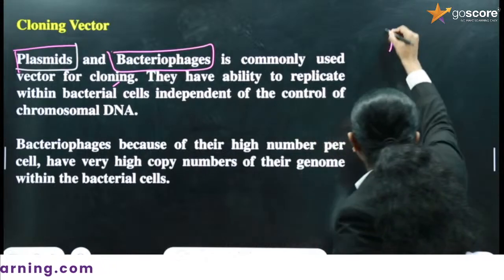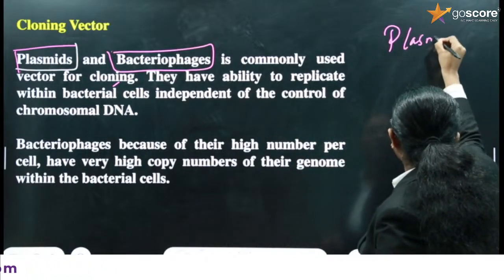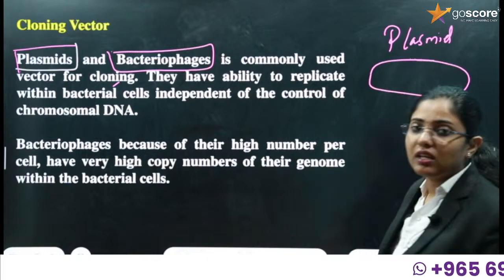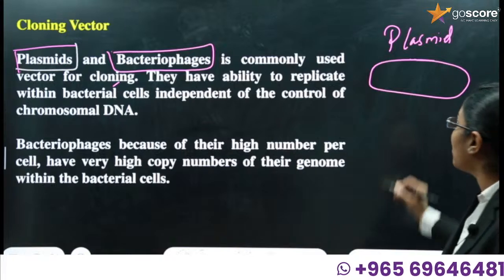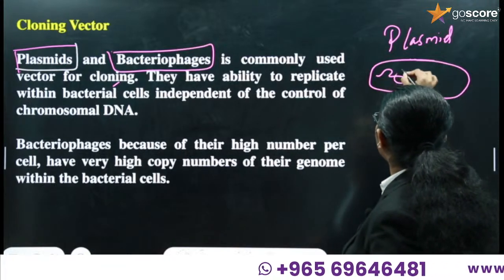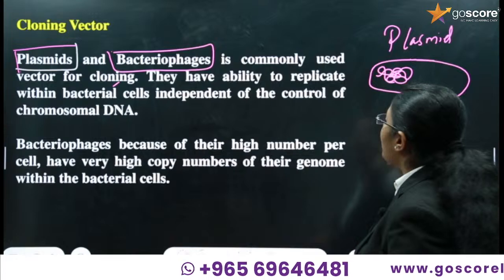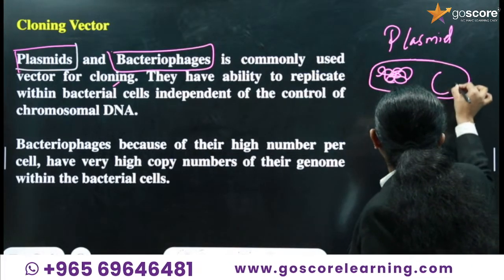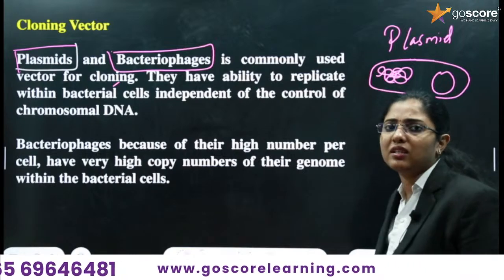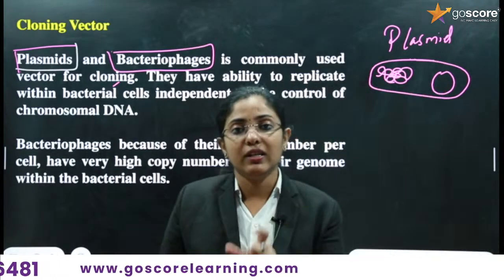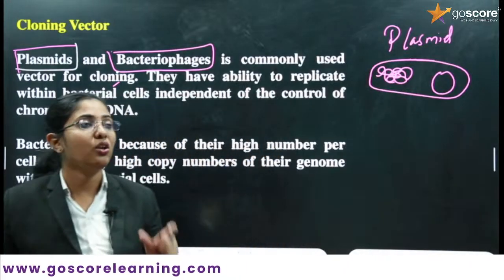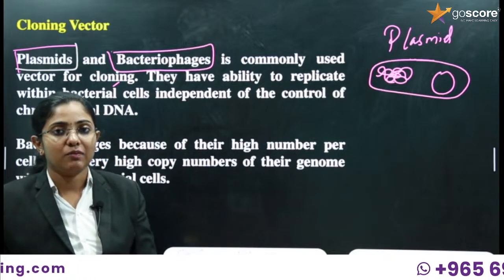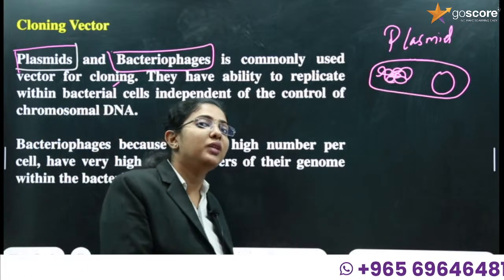Again, what is a plasmid? You have studied the structure of bacteria, right? Bacteria are normally prokaryotes, so a chromatid will be present. At the same time, there will be a circular extra chromosomal DNA, circular in shape. That circular extra chromosomal DNA is known as plasmid. We take out that plasmid and integrate the desired DNA into the plasmid.